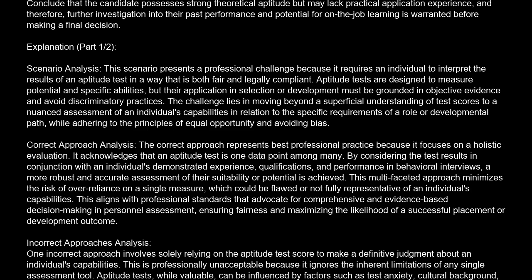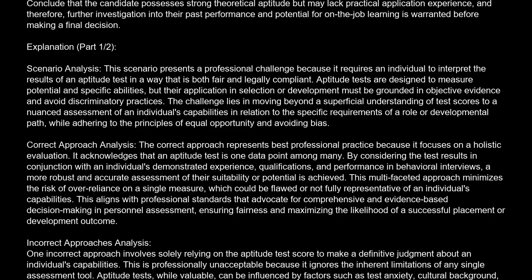Explanation. Scenario analysis. This scenario presents a professional challenge because it requires an individual to interpret the results of an aptitude test in a way that is both fair and legally compliant. Aptitude tests are designed to measure potential and specific abilities, but their application in selection or development must be grounded in objective evidence and avoid discriminatory practices. The challenge lies in moving beyond a superficial understanding of test scores to a nuanced assessment of an individual's capabilities in relation to the specific requirements of a role or developmental path, while adhering to the principles of equal opportunity and avoiding bias.